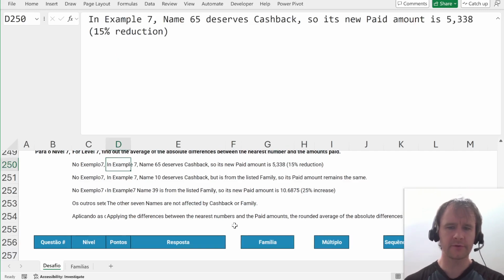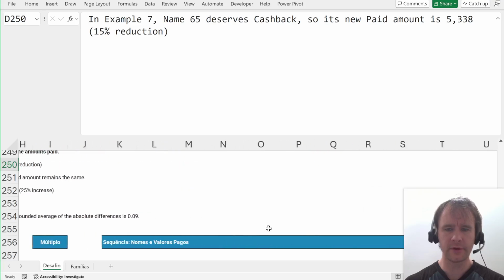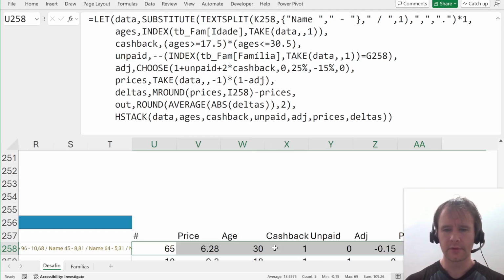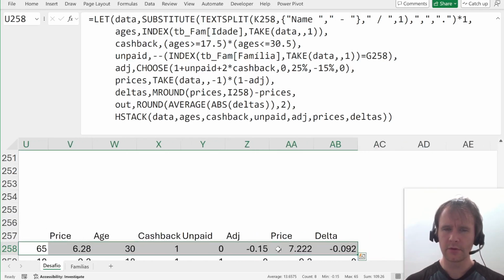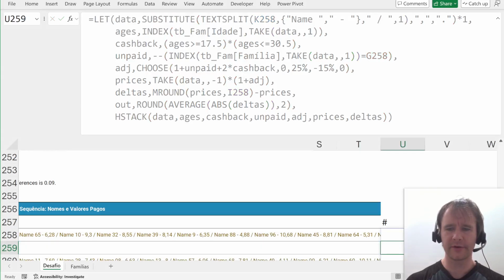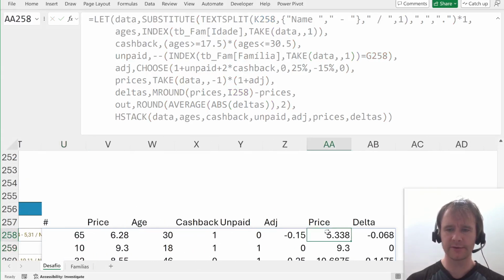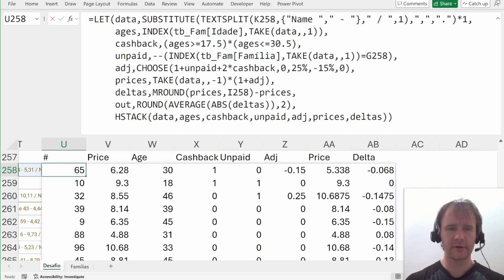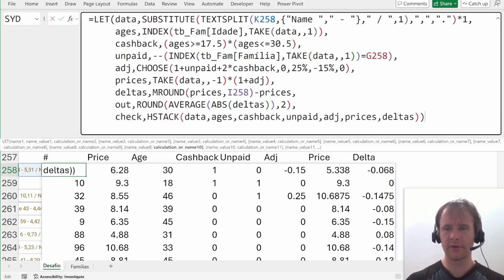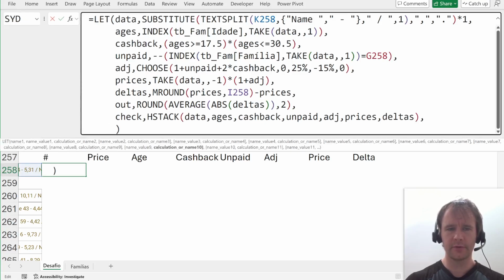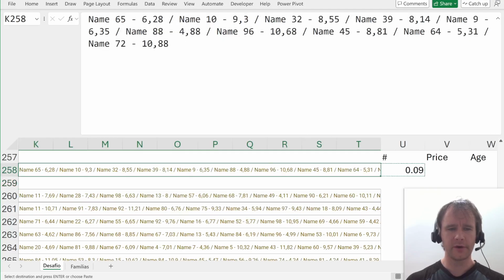Okay, so does it give any details in the example? Name 65 deserves cashback, so the new amount paid is 5338. Yeah, come on. Oh, stupid. It said 1 minus age, but I already factored in the sign, so it should be 1 plus age. There's 5338, and let's now see what output looks like. Let's call this check, keep it there. Oops, sorry. Don't want to output nothing, I want to output output. 0.09, feel better about that.